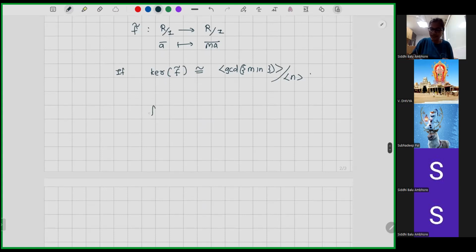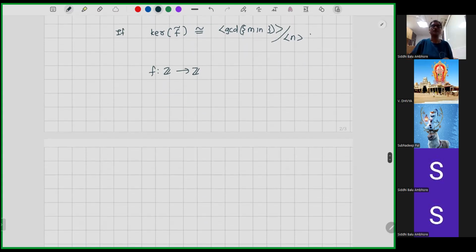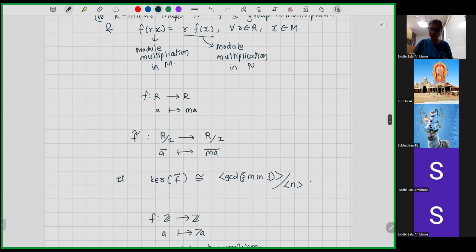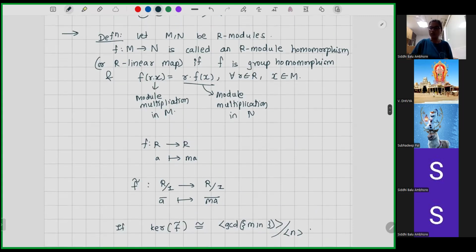I am just writing Z instead of R for clarity. We know that R is Z, but I want to write Z to be clear. So let us define this map, multiplication by 7, A going to 7A. This is a Z module homomorphism, that is not a problem. It satisfies these two conditions: it is a group homomorphism, it satisfies addition and so on.